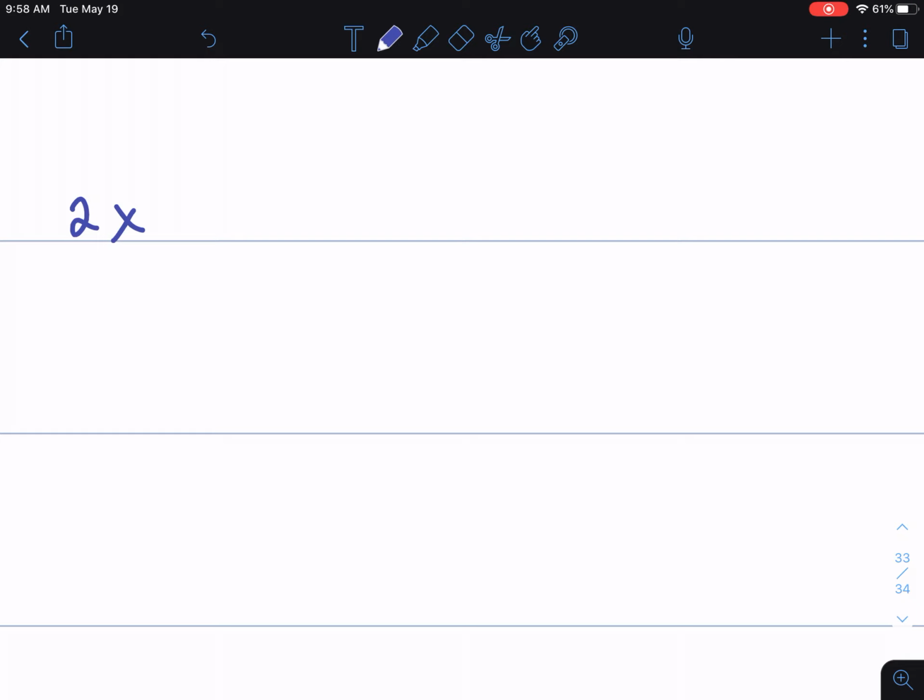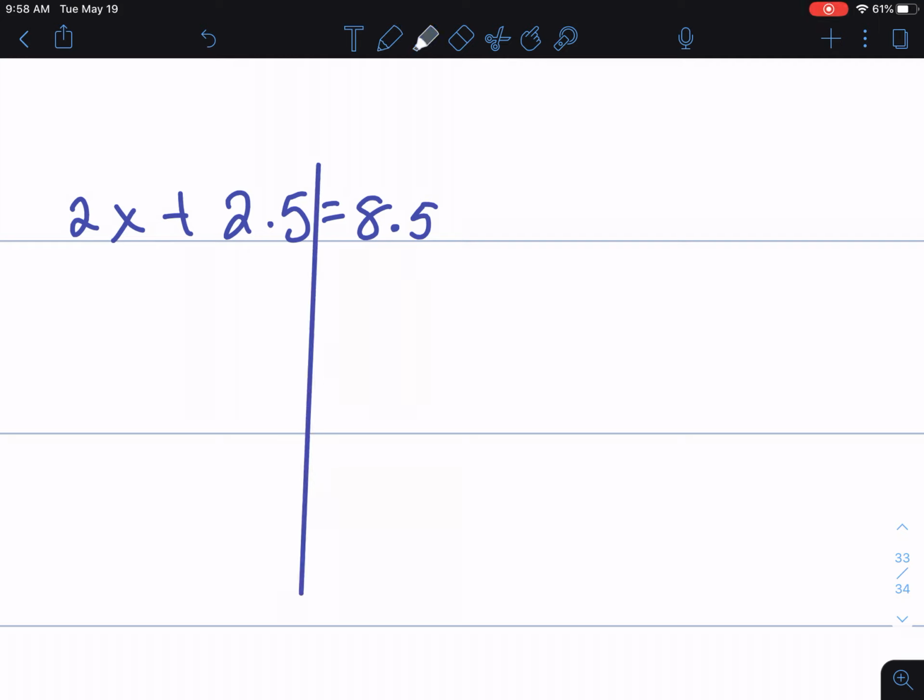2x plus 2.5 equals 8.5. Draw a little divider wall there. We're going to deal with this 2.5 first. Always deal with the numbers away from the x, or the variable, first. So instead of adding 2.5, we're going to subtract 2.5. These are going to zero out. We're going to bring our 2x and our equal down.